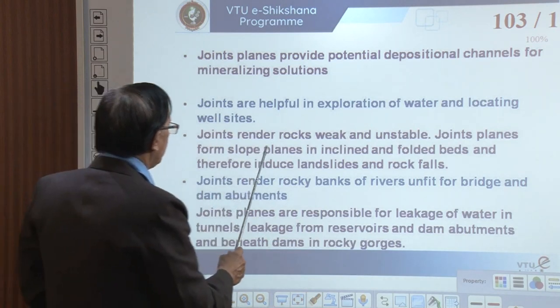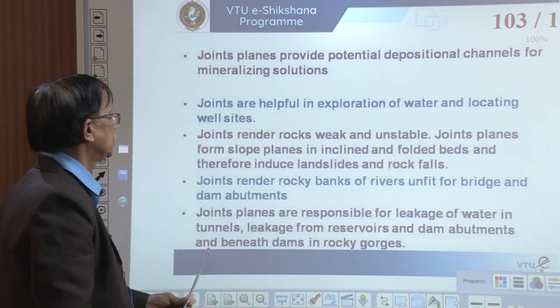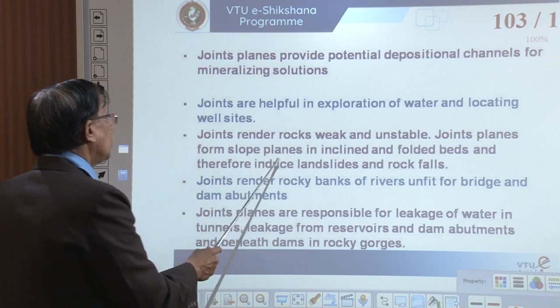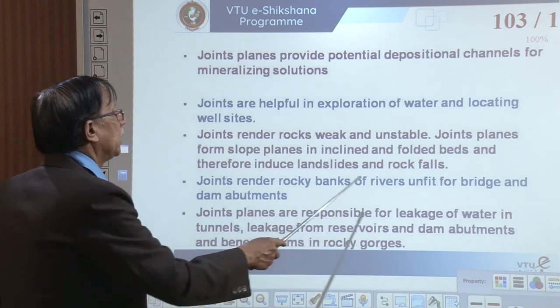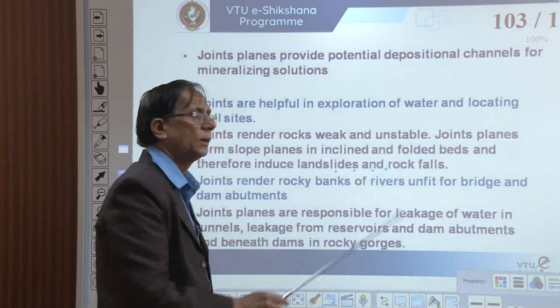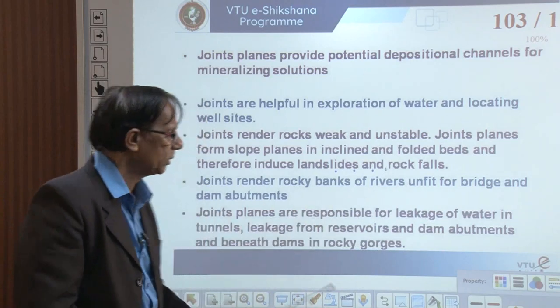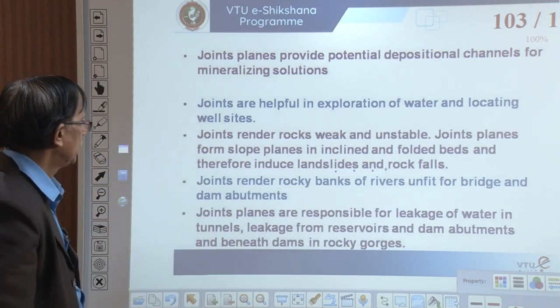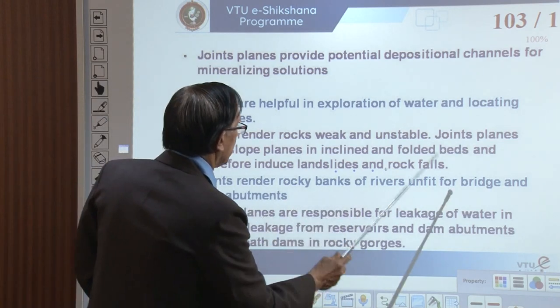Just now we said joints render the rock weak, unstable, and useless. Joint planes form slope planes in inclined and folded beds, therefore landslides are possible. Just now I quoted the example of Sykes Point, Ambikanagar, and the Nagzeri power house. Landslides are common. Joints render rocky banks of rivers unfit.